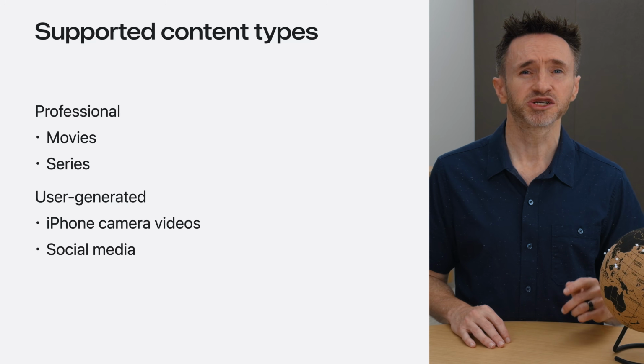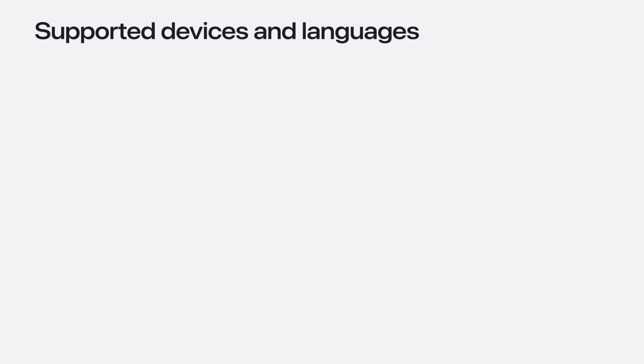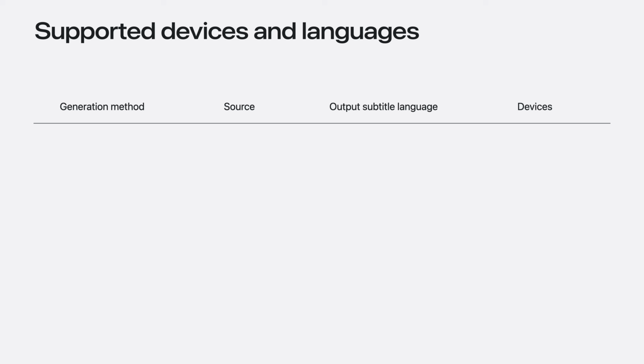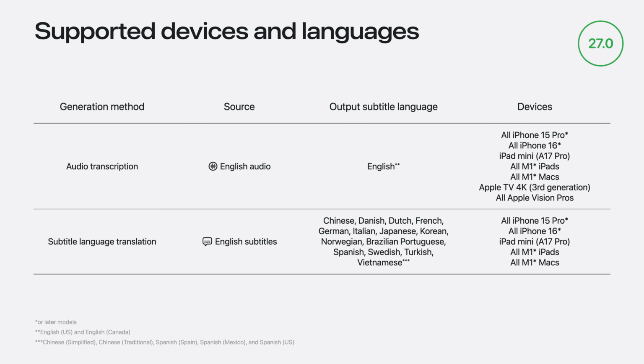Now, I'll show you the supported devices and languages. Generated subtitles are available on multiple devices. This table shows the supported devices and languages. Starting in iOS and macOS 27, English subtitles can be generated from English audio. This is also supported on tvOS and visionOS 27. Also, multiple subtitle languages can be generated from English subtitles on iOS and macOS.